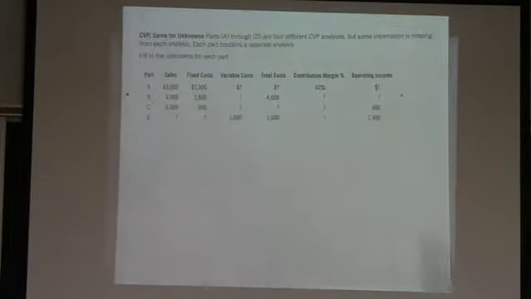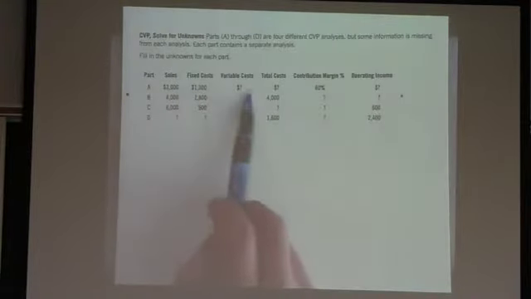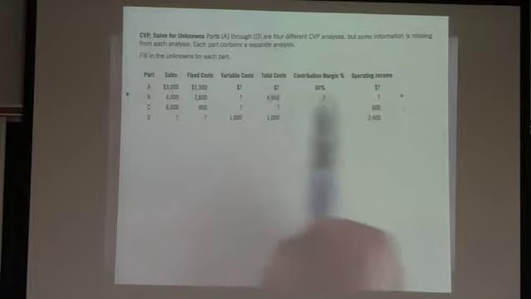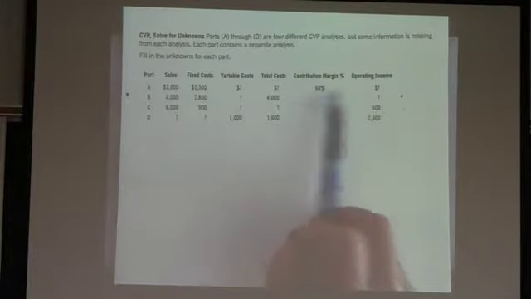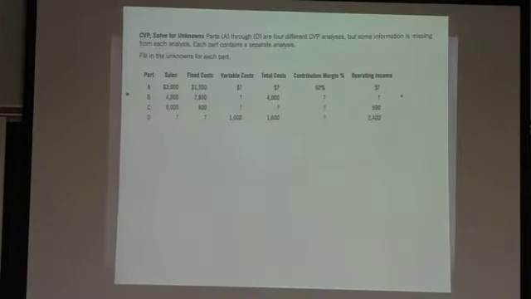So here they gave us sales and fixed costs, but we need to solve for the variable cost and the total cost. They gave us the contribution margin, but we're looking for operating profit. So basically what we've got to figure out is how do we determine some of these unknowns? To start with, we need to get a good understanding of the relationship between those factors.